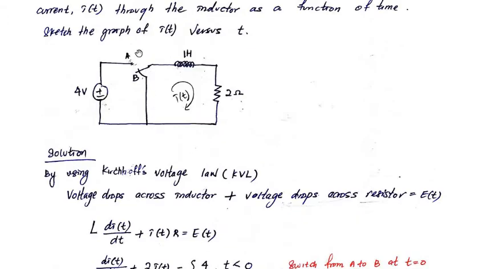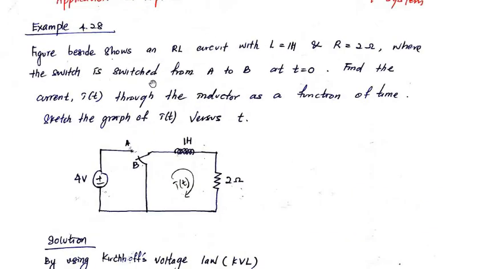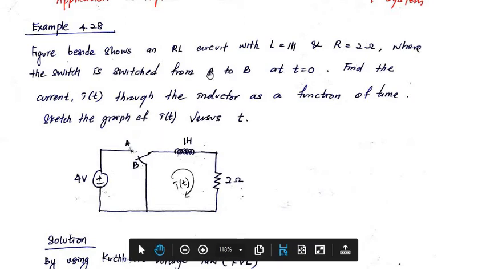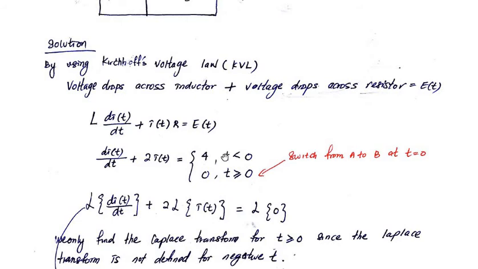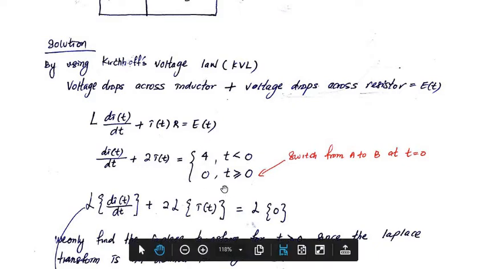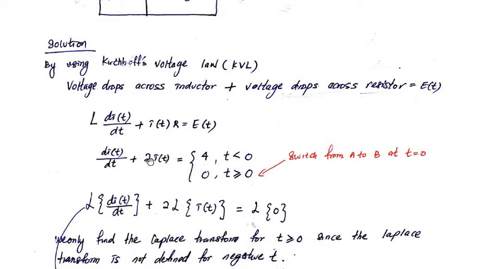What is the source? Just now I said the switch is switched from A to B at t equals 0. Initially it is at A, which is 4, but after that it switches to B. B is nothing, so you have nothing at t equals 0. So for t less than 0, you get 4, and after t more than 0, you get 0. This is the source. After this, you substitute the value, and you get the inductor coefficient as 2.